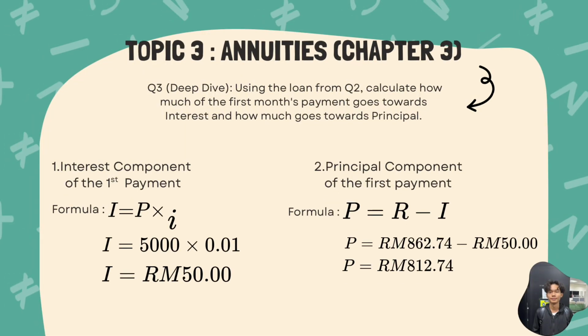Question 3 is as easy as A, B, C, and D. First thing first, we put the R that we already know, then minus the interest amount. RM 862.74 minus RM 50. So we get the final answer, which is RM 812.74. That's the final answer.